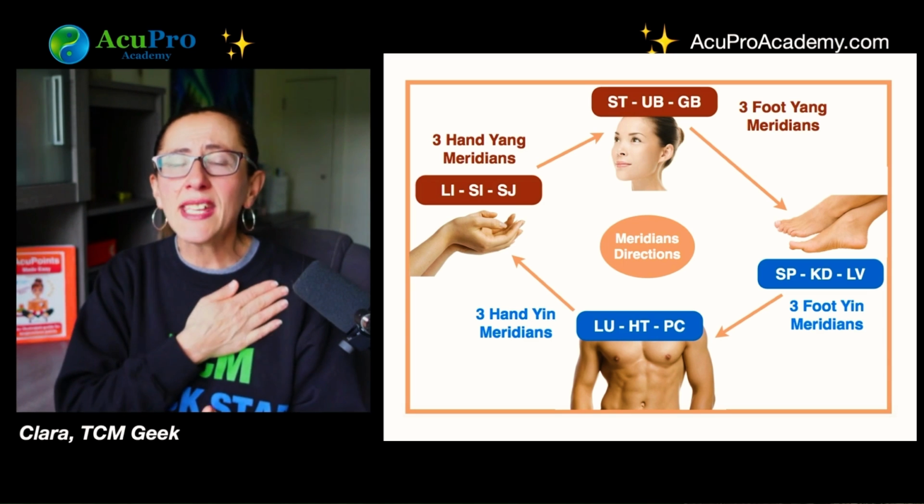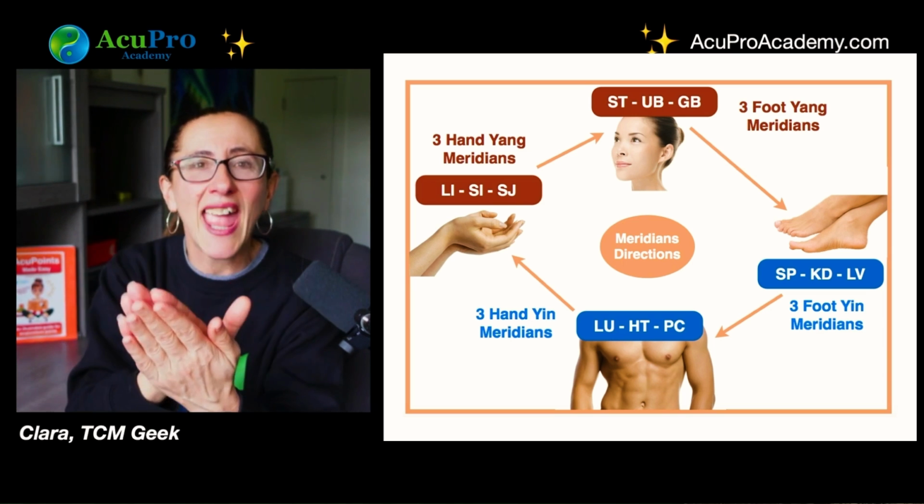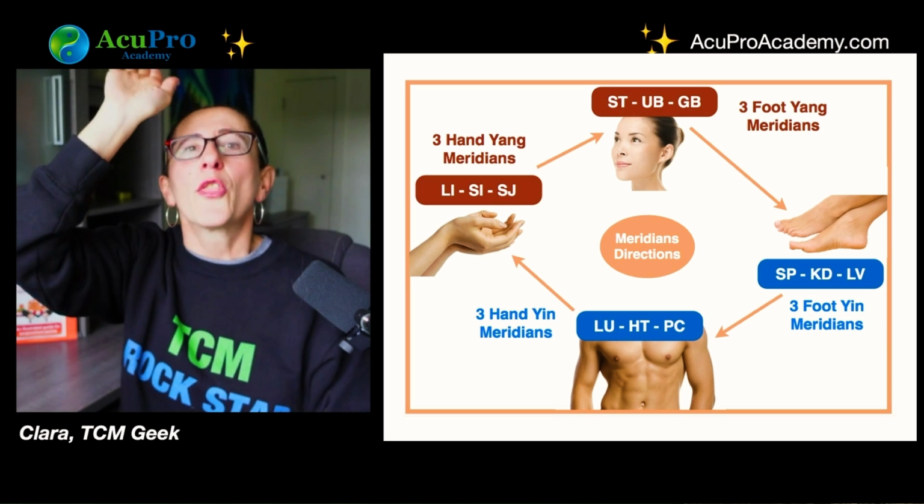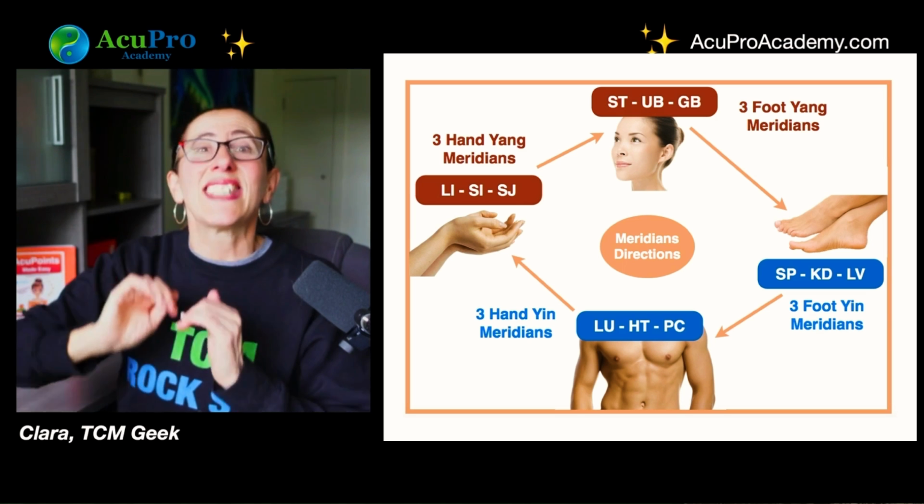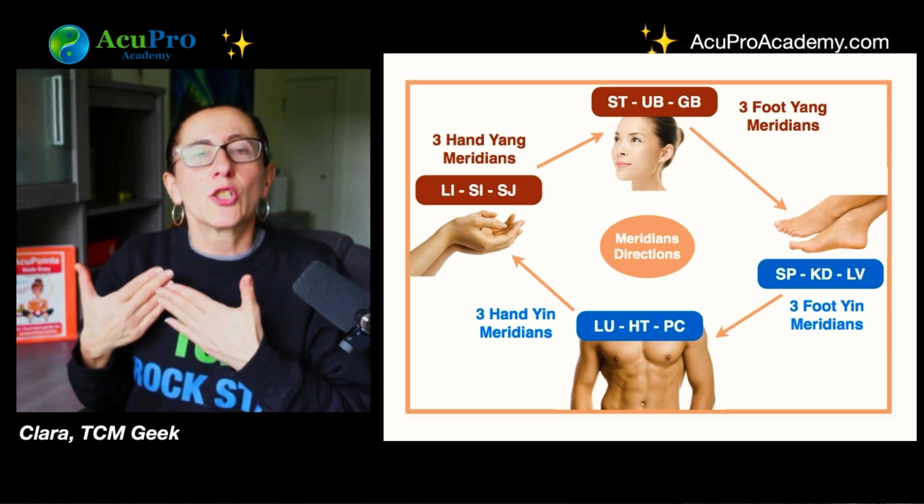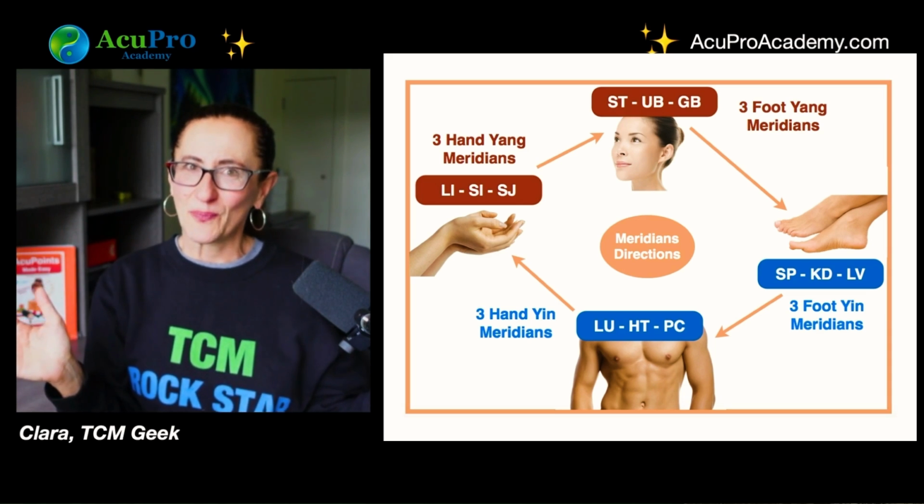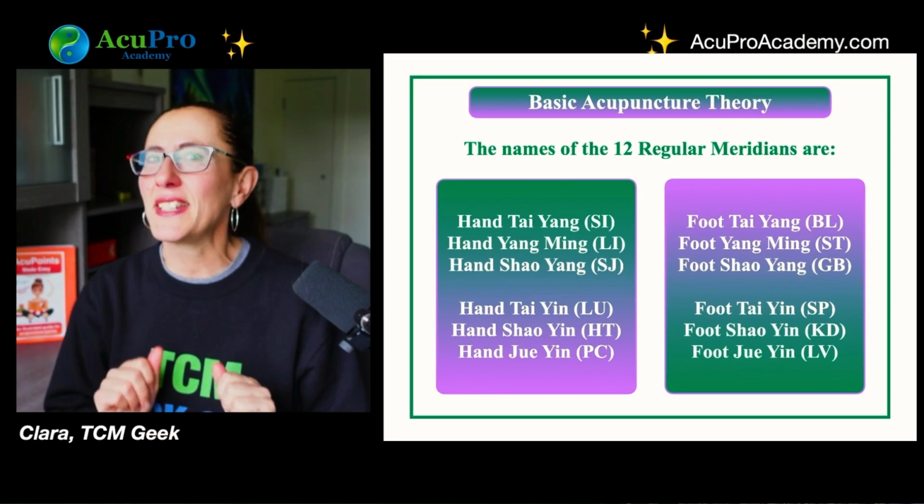So we got 3 yin meridians from the chest down to the hand, 3 yang meridian from the hand up to the head, 3 yang meridian from the head down to the foot, and 3 yin meridian from the foot up to the chest. That's your cyclical flow of qi. Yes? Now let's look at the names of the meridian.